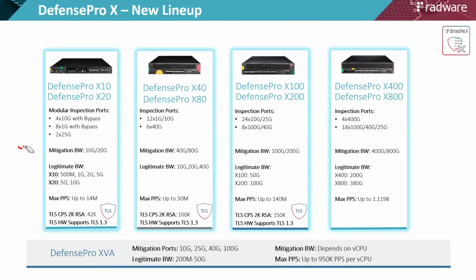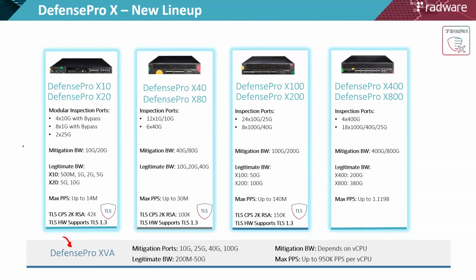And make sure you see these values. Initially you can start with 500 meg and then you can upgrade all the way to 5G. But when it comes to X20, you can start with 5G and the maximum possible is 10G. You cannot have more than this max value for the individual devices. So first of all, what we recommend is that you calculate the legitimate traffic that you have within your organization and, based on that, select the respective device accordingly.